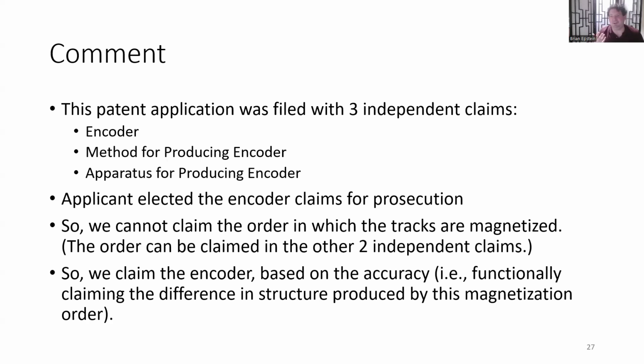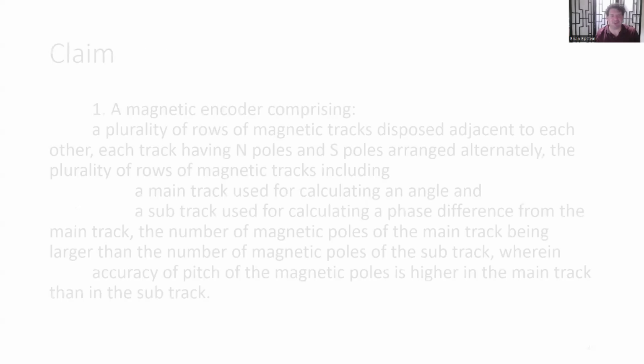But here, the encoder is the same, right? It's just magnetized in a different order. So how do we do that? We want to claim the encoder based on the achieved accuracy, right? We want to functionally claim the difference in the structure produced by this magnetization order, because the encoder is just a thing. You can't say it's encoded in here. It's magnetized in a particular order.